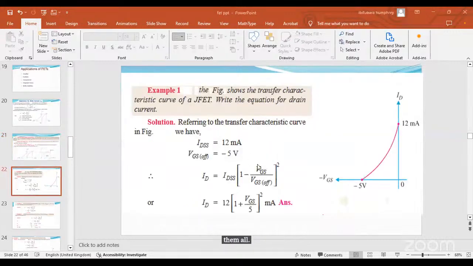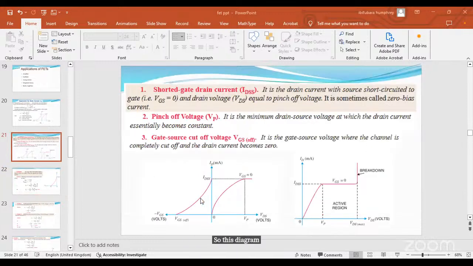So let's look at this example. The figure here shows the transfer characteristic curve of a JFET. We are asked to write the equation for the drain current. So this is the formula for drain current. Remember this maximum point is IDSS, and this minimum point on the voltage axis is VGS off.